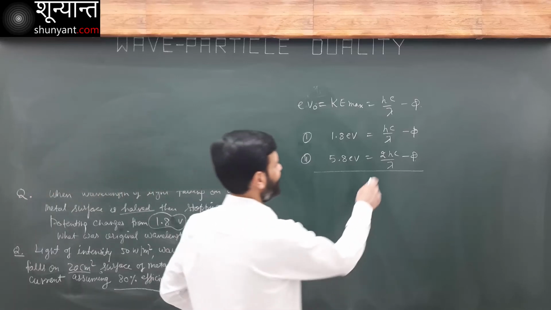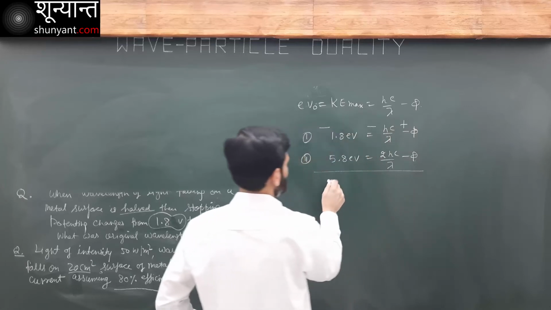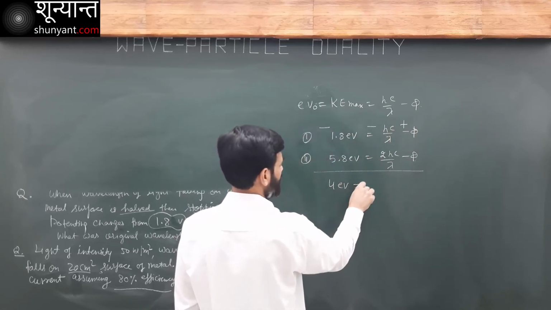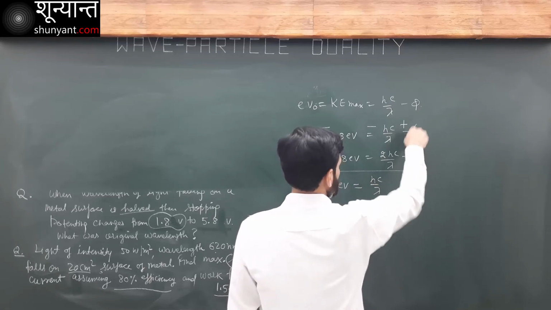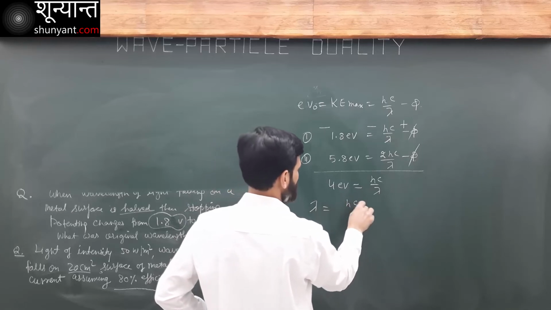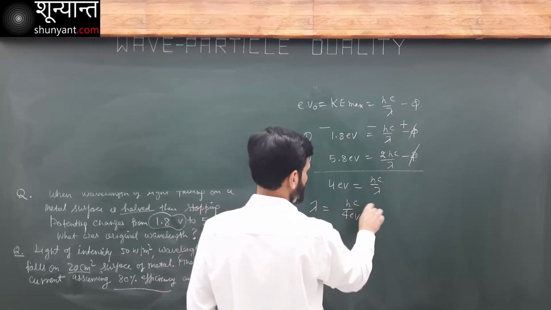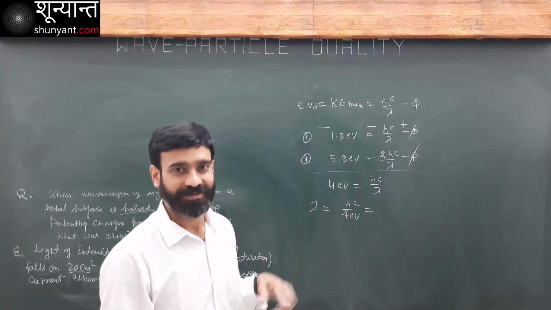Okay, you got it? Now, minus this. When you subtract it, it becomes 4 electron volt is equal to hc over lambda. That's it. This gets cancelled. So lambda is equal to hc over 4 electron volt. That's how we calculate. You have to learn this method of calculation.